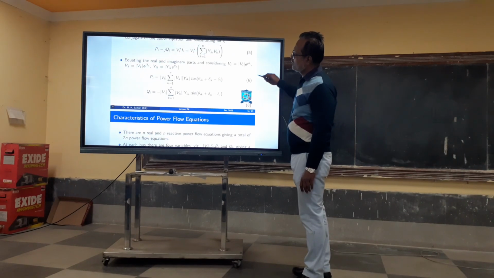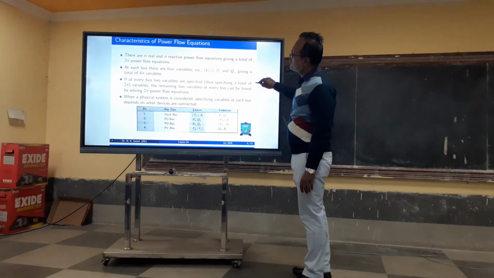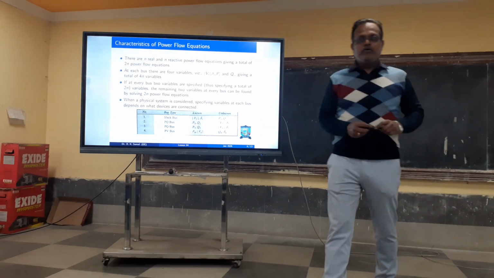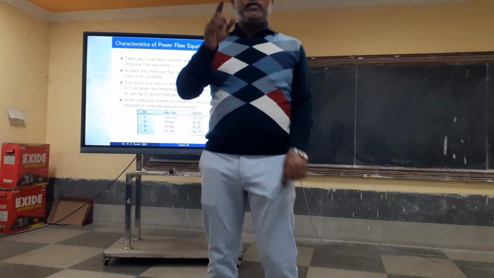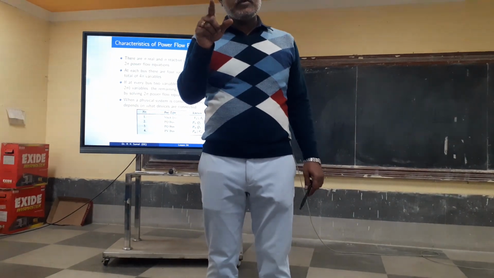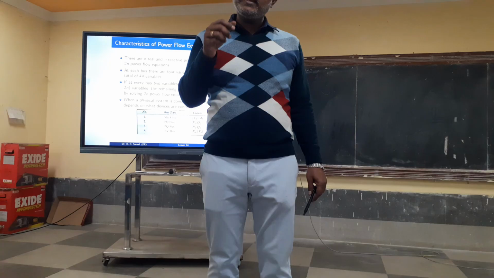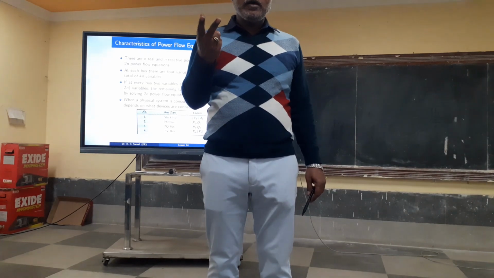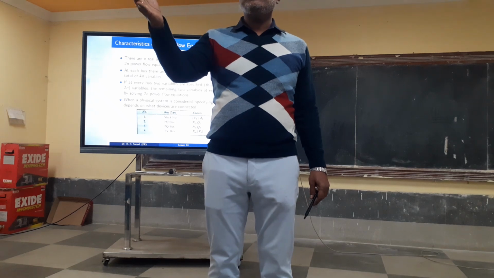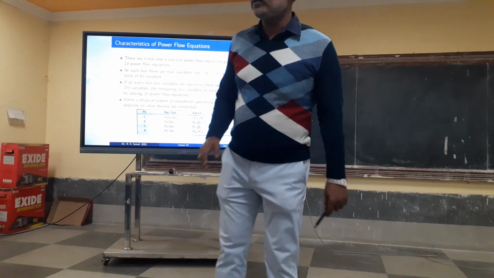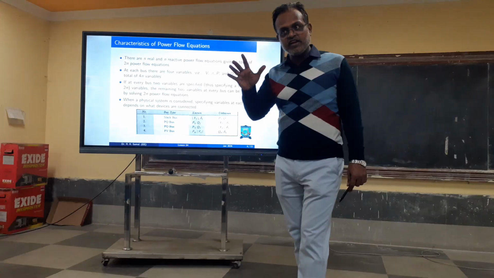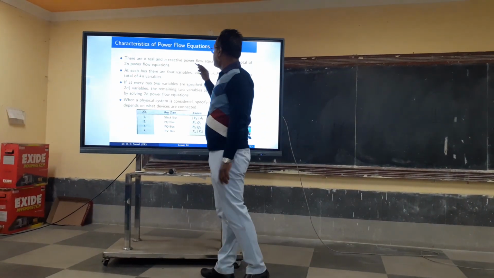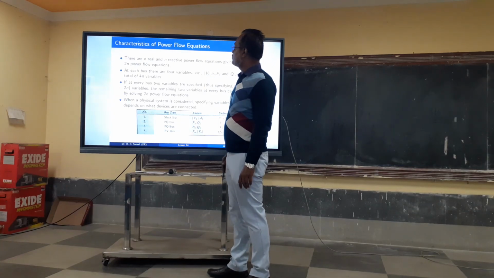Now we come to the characteristics of the power flow equations. What you observe is that there are n equations for P and n equations for Q, so there are 2n equations. When you separate the real and reactive parts, you get 2n equations. This part is asked in GATE questions regularly. So there are n real and n reactive power flow equations, giving a total of 2n power flow equations.